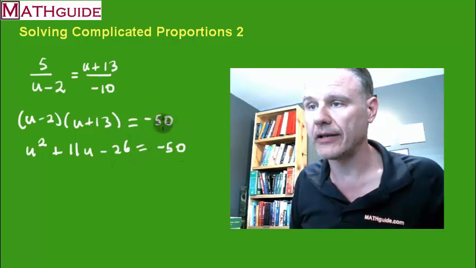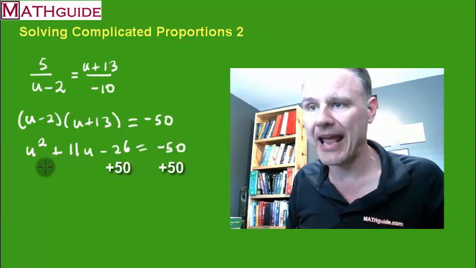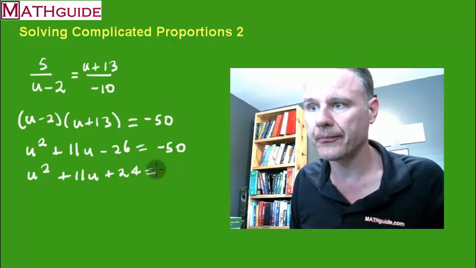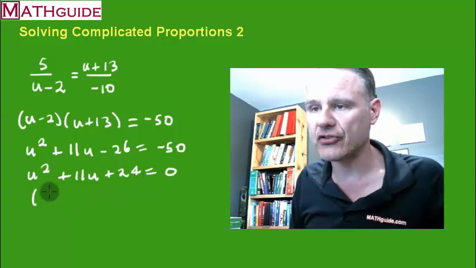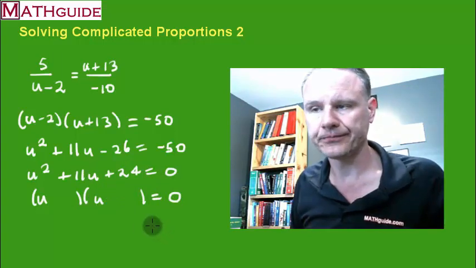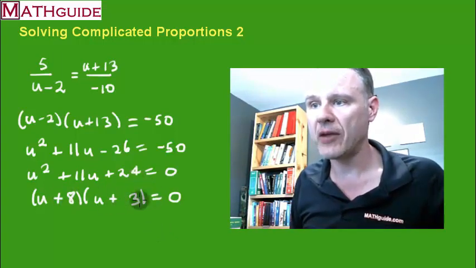Now, anytime you're dealing with a quadratic equation, you got to get a 0. So I'm going to add 50 to both sides. If we add 50 to both sides, I'm going to get a 24. Now what? Let's factor. So I'm trying to think, what are the factors of 24? In other words, what are 2 numbers that multiply to be 24 but also add to be 11? Well, I got those two numbers. It's 8 and 3. 8 times 3 is 24. 8 plus 3 is 11.